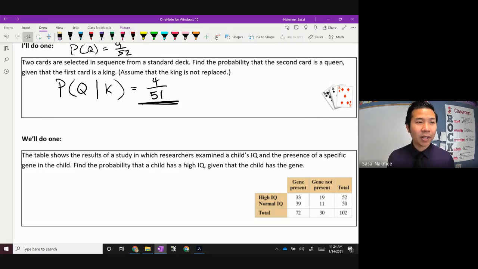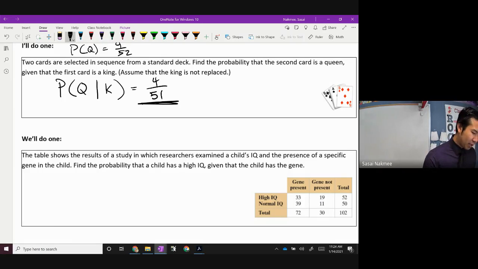So how do you calculate given probabilities for something like this? Let's take a look here. So how would I write this out? I would write this out as the probability, right? What are we focusing on? We're focused on the probability that a child has a high IQ. So that's the main focus right there. What's the probability that they have a high IQ?